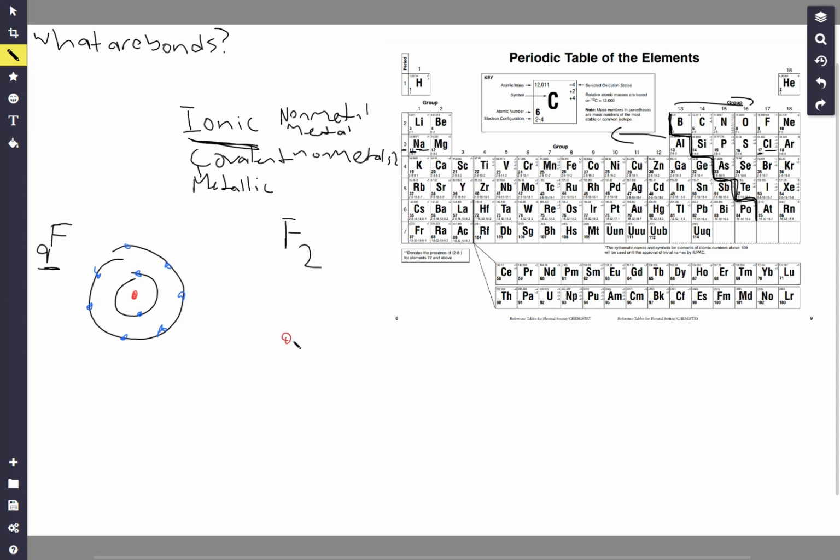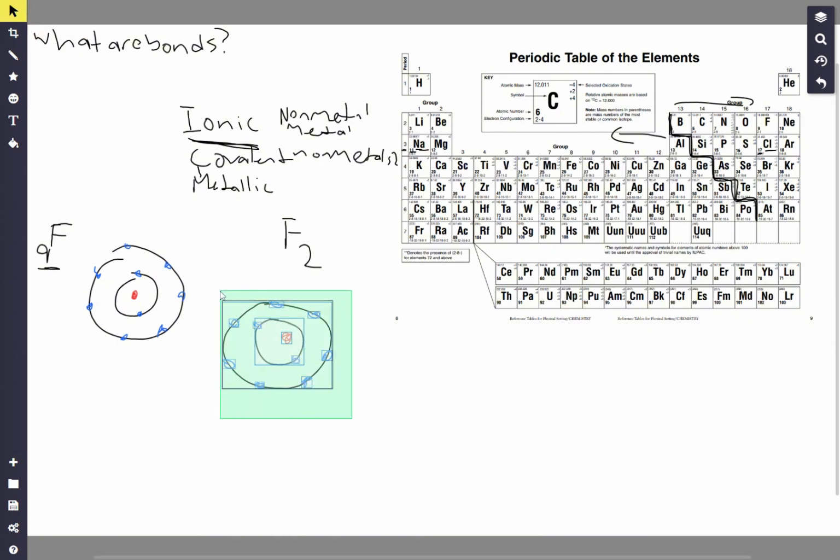So let's say this is the nucleus of another fluorine atom. These are its 2 electron shells, and these are its electrons. So 7 electrons in the outermost ring. So if there were an ionic bond between these two fluorine atoms, one atom would have a full valence shell, but the other one wouldn't, right? So what they need to do is they need to share their electrons. So how's that going to work, right?